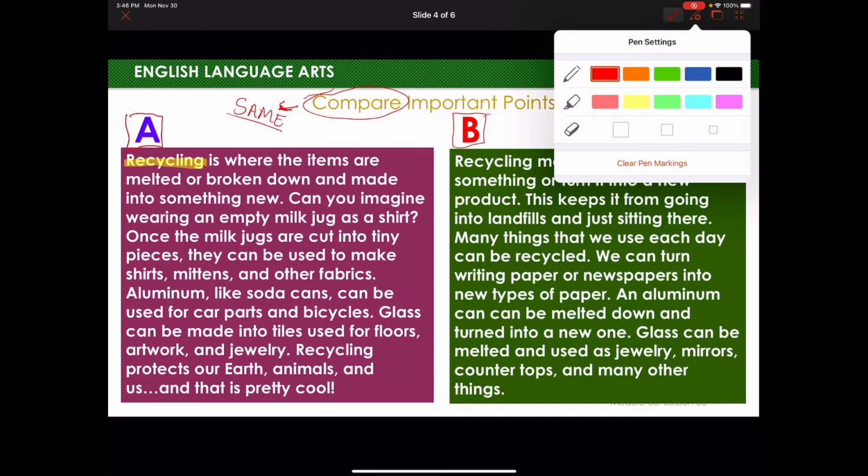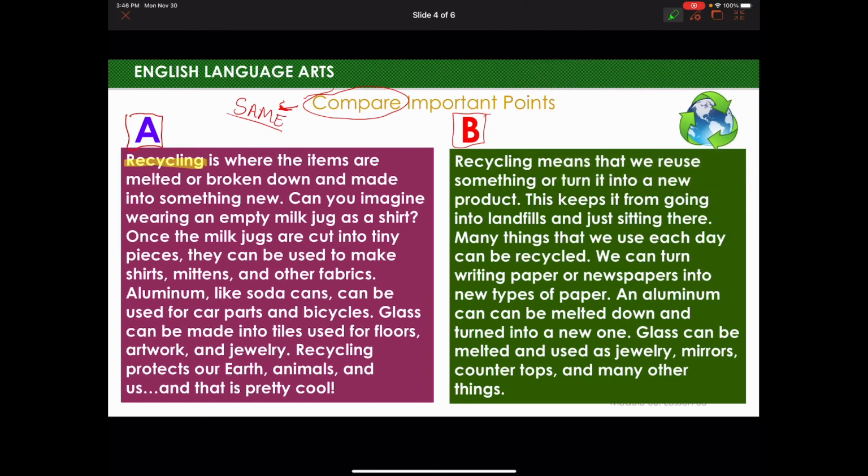All right, so if we're going to compare, we're going to look for points in both paragraphs that the author makes that are the same, or similar. Similar means not exactly the same, but close. So I'm going to look for words or wording that is similar in each of these paragraphs. Well, one thing I know that I saw, they talked about aluminum in both passages.